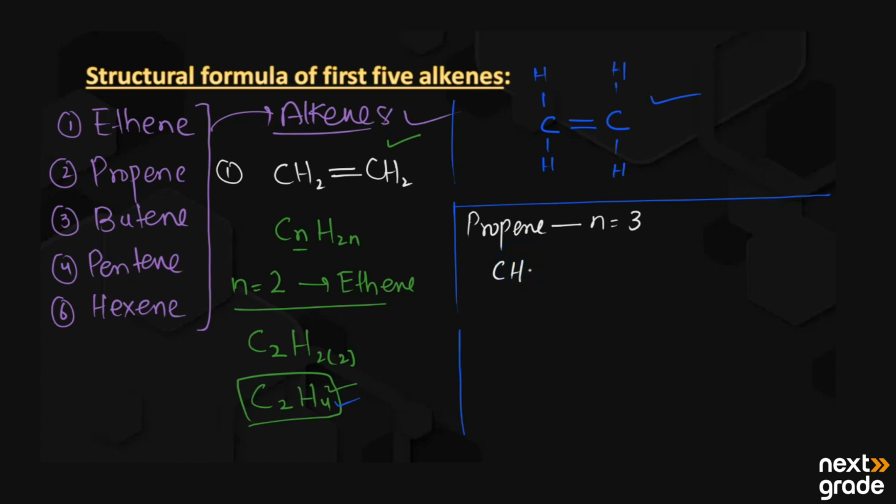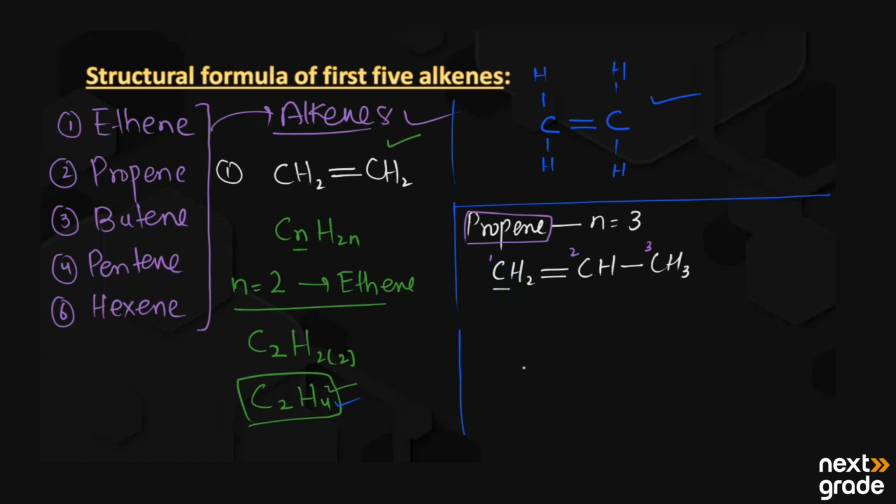CH2 double bond CH single bond CH3. Here we have three carbon atoms: carbon number 1, carbon number 2, and carbon number 3. And we're going to start from this side, and it's the structure of propene. So let's have a look at its structure formula.